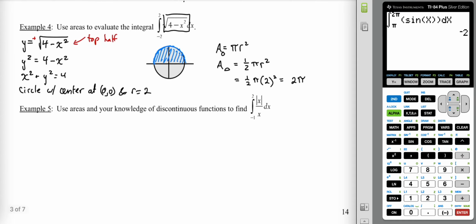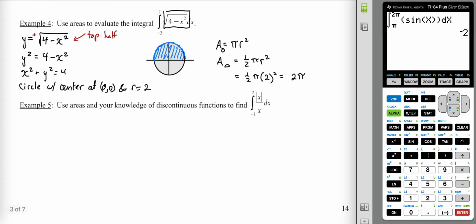Now the last one, use areas and your knowledge of discontinuous functions to find this. Right. Now there is some funny business going on with this one that we'll talk about a little bit later in the course. But for now, we're just looking at this and saying, okay, what does the absolute value of x really translate to? Again, we're just going to look at it as a function.